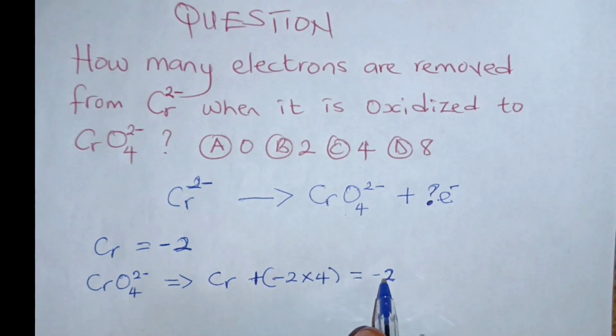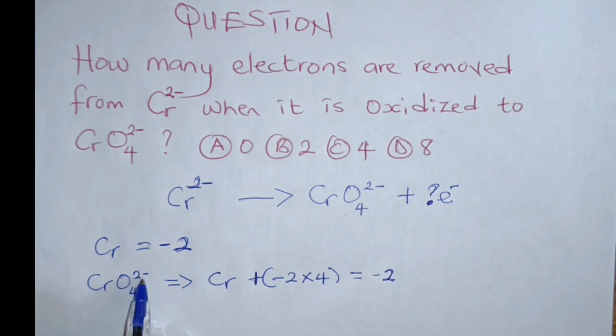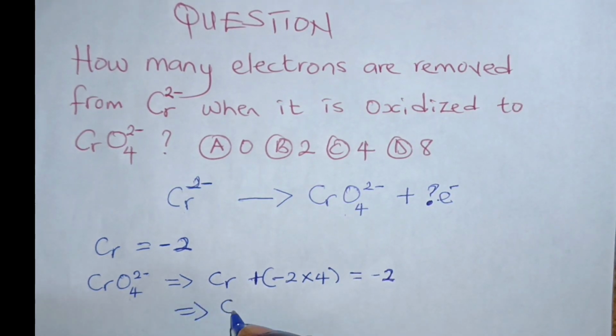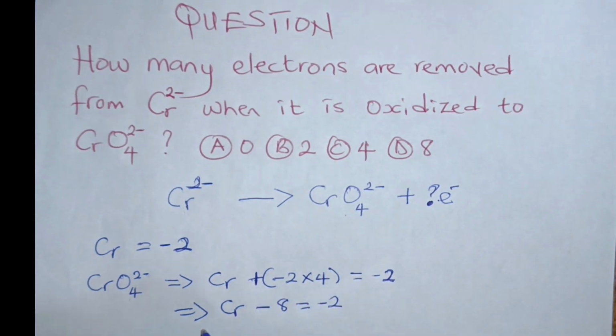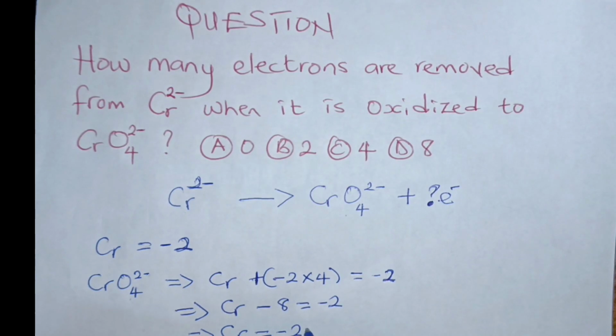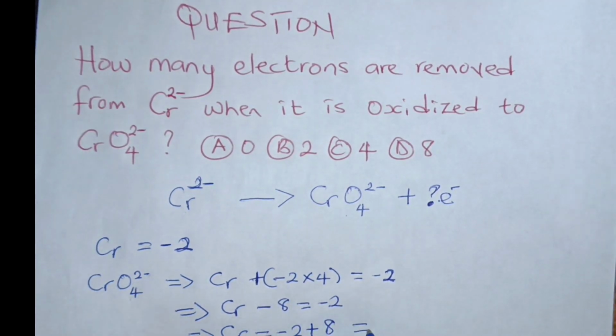Why are we writing this -2? Why is it not 0? Why is it not -1? It is -2 because if you look at the charge of this compound here, it is -2. If the charge was not there, it would be 0. But because of this charge, it is -2. So this will now be Cr minus 8 is equal to -2. And then the oxidation number of chromium here will be -2 plus 8. Of course, this is crossing over. So this will be equal to +6.